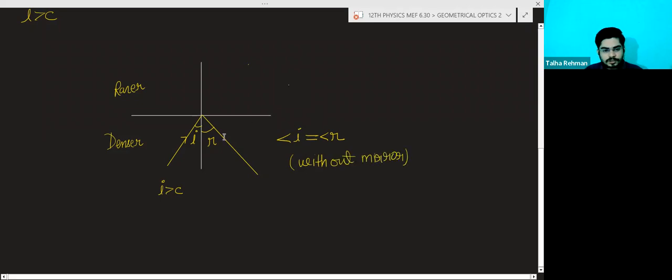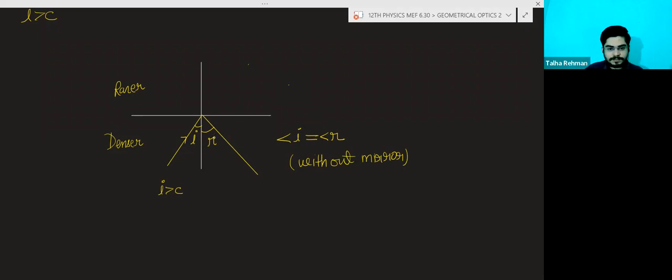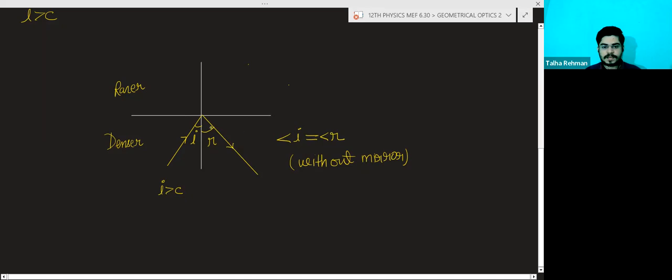Almost 100% you can say light is reflected here. You can see the light is trying to move from one medium to another, from denser to rarer. But when the angle of incidence becomes greater than the critical angle, then total internal reflection will take place.